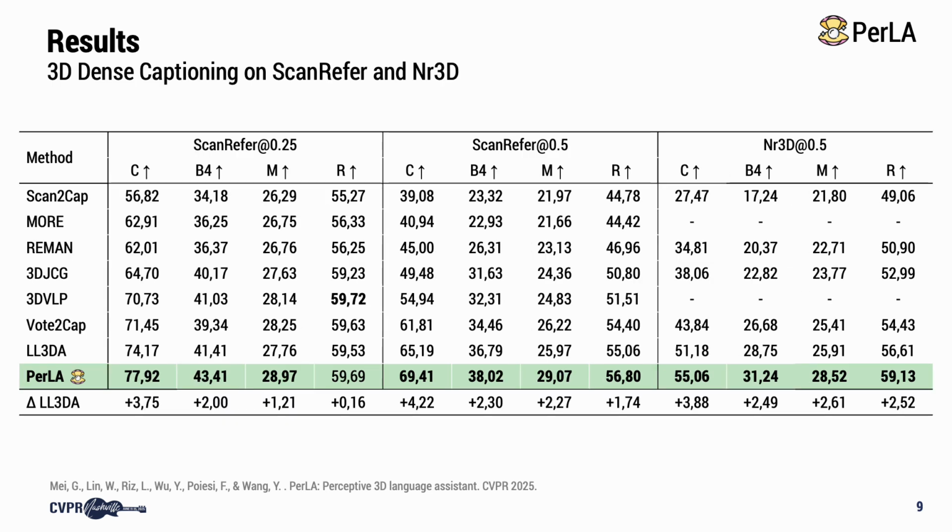We also evaluated PerLA on 3D dense captioning benchmarks, ScanRefer and Nr3D. Again, our method outperforms state-of-the-art models across all metrics. On ScanRefer at 0.5, we achieve a CiDEr score of 69.41, over 4 points higher than LL3DA, showing that PerLA can generate more accurate and descriptive captions grounded in 3D geometry.